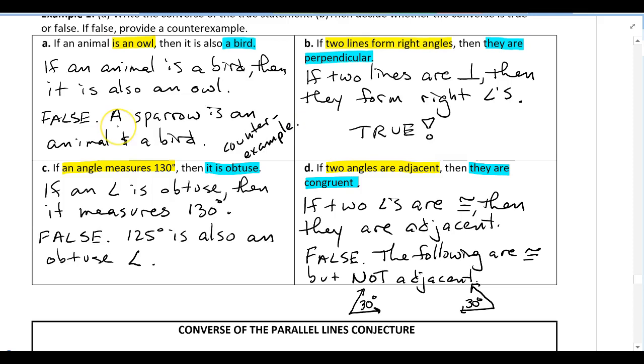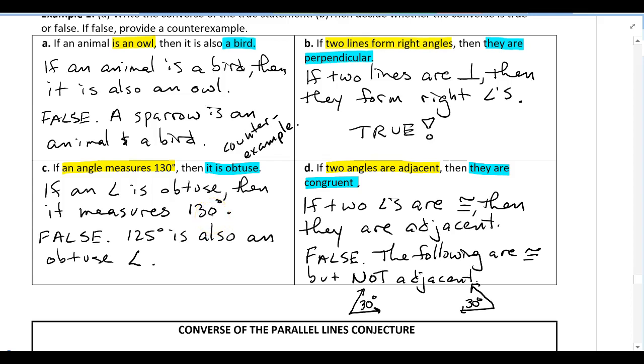It's false because a sparrow is an animal and a bird. Okay, so not all animals that are birds are owls. It could be a sparrow as well. Alright, part B. The converse would be, if 2 lines are perpendicular, then they form right angles. Okay, again, you just use some common sense when you're writing these so that your statements make sense. This is true. 2 lines that are perpendicular always form right angles.